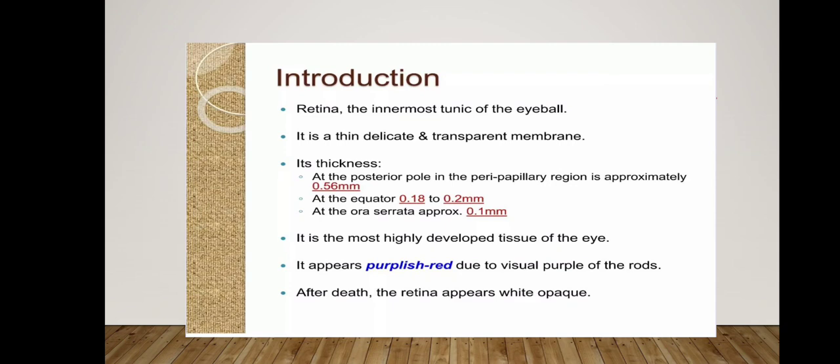Introduction. The retina, which is the innermost unit of the eyeball, is a thin, delicate and transparent membrane. Its thickness is about 0.56 mm at the posterior pole and 0.8 to 0.2 mm at the equator. At the ora serrata it is approximately 0.1 millimeter. It is the most highly developed tissue of the eye. It appears purplish red in color due to the visual purple of the rods. After death, the retina appears white and opaque.